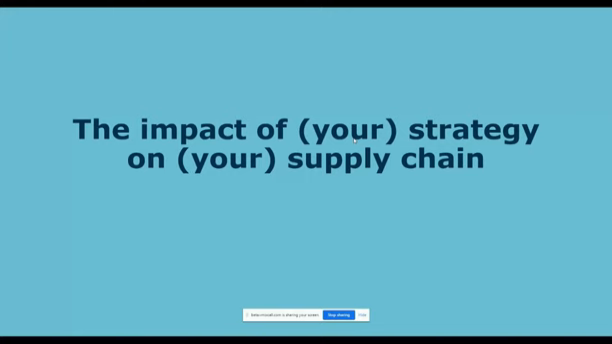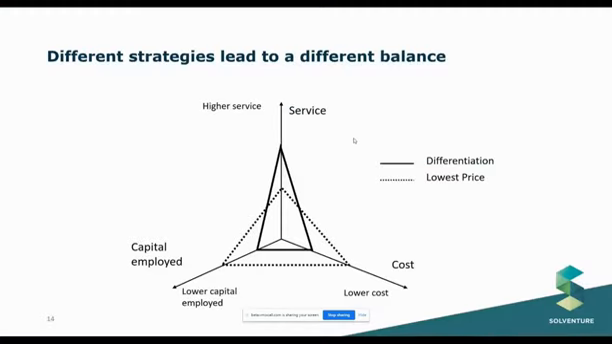Strategy does have an impact on the supply chain, and that's what I want to show here. Here we again have our supply chain triangle. We have cost, we have service, we have capital employed or cash, and more outwards, it's now 3 axes. So this is the lower cost, higher service, and less capital employed, or for instance, less inventory. And we could say, okay, let's compare.